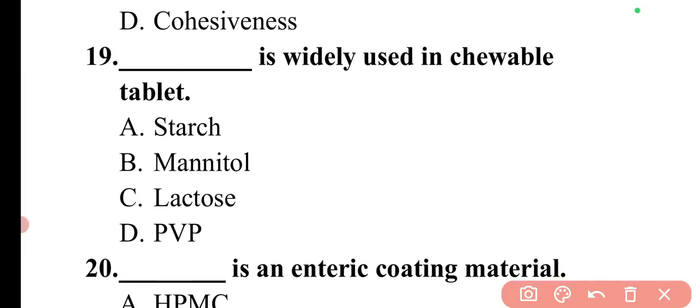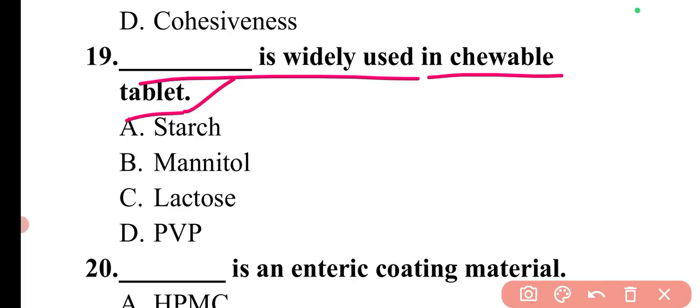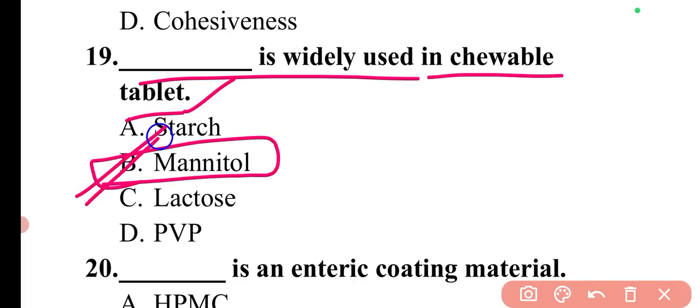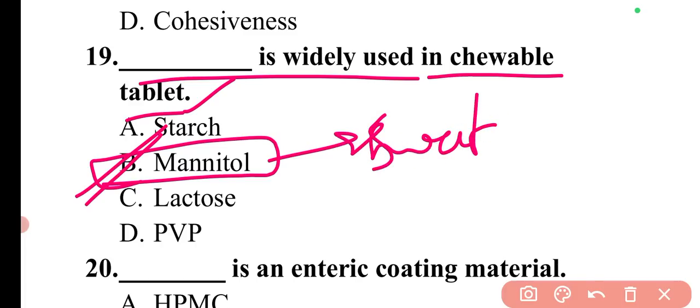Next question is, dash is widely used in chewable tablets. In chewable tablets, the most widely used ingredient is mannitol, which provides a sweet taste. It is a sweet material which is used in chewable tablets. So option B is correct.